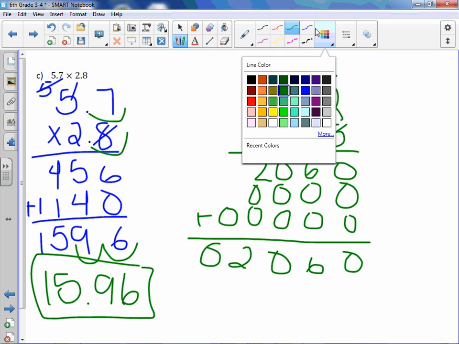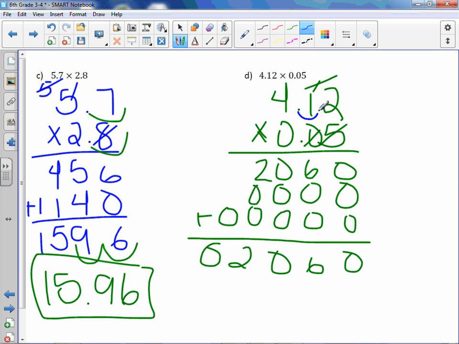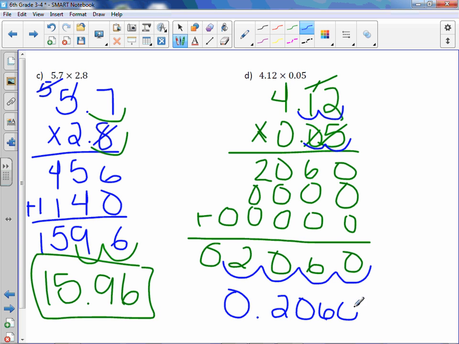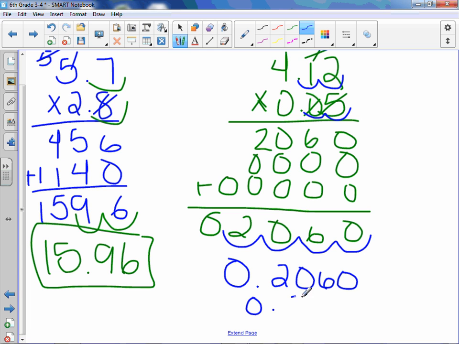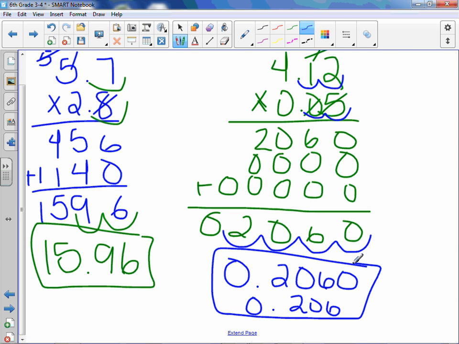And we have 1, 2, 3, 4 behind. So 1, 2, 3, 4. Our answer is 0.2060, or you could drop the 0 on the end and it could be 0.206. Either or would be correct.